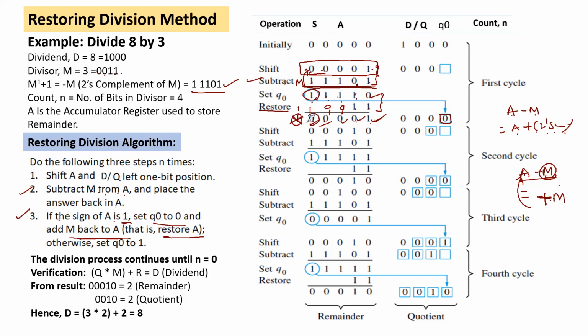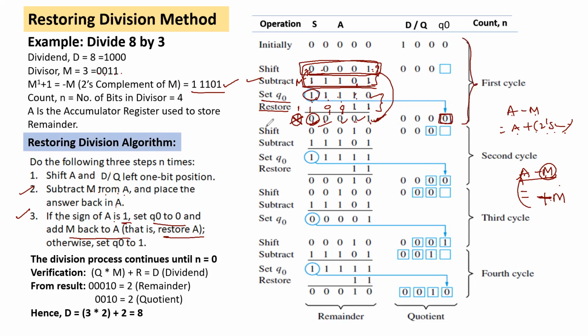Now let us see the sign bit value. This is a positive sign, and the remaining bits you can also check. The same accumulator values should be restored back at this place. 0, 0, 0, 0, 1. Both are the same values. Already we have inserted this 0 according to set Q0, depending on this sign bit value. So with this the first cycle of the process is completed.